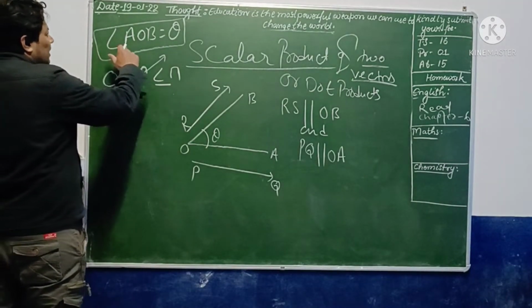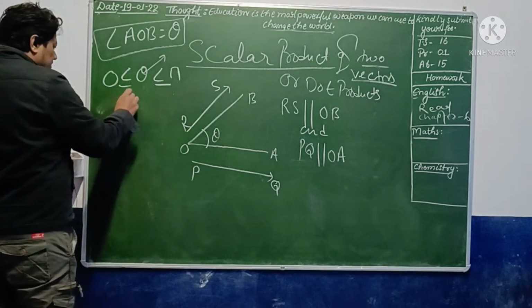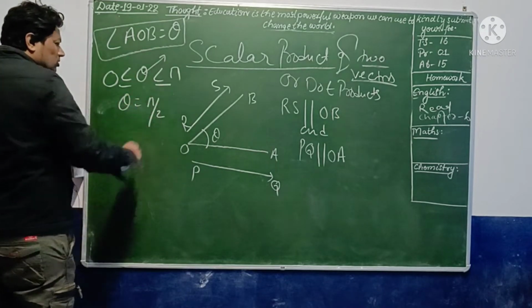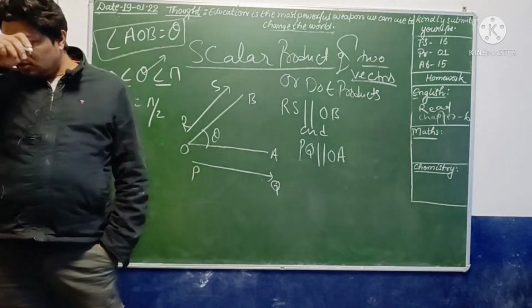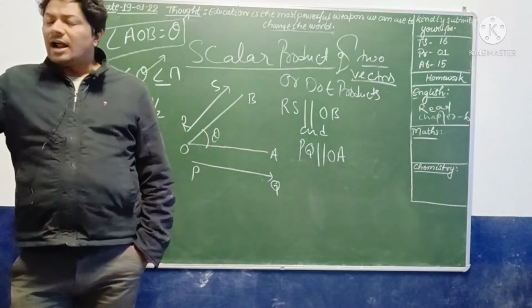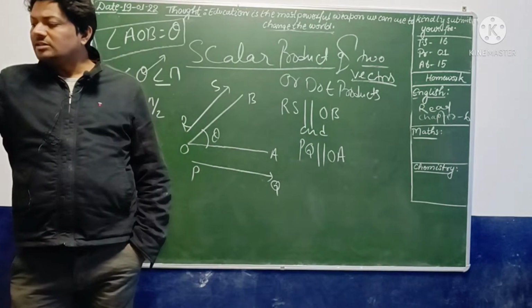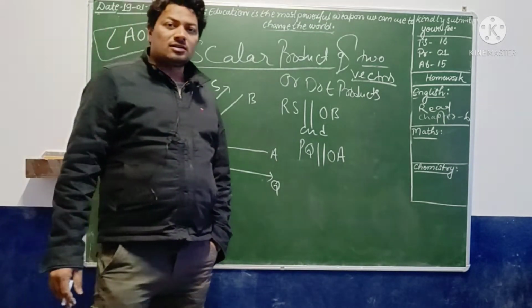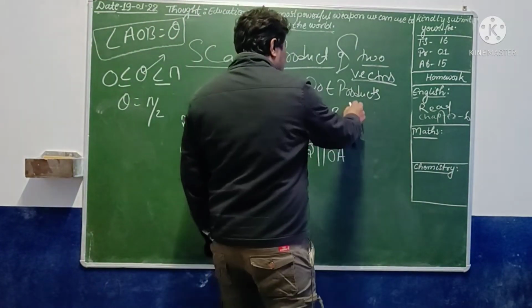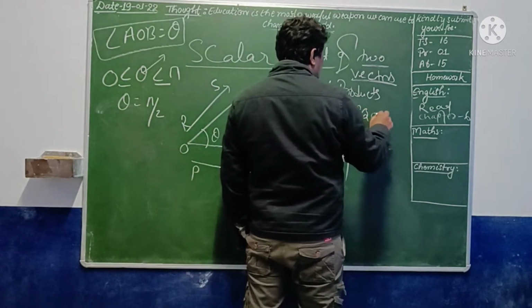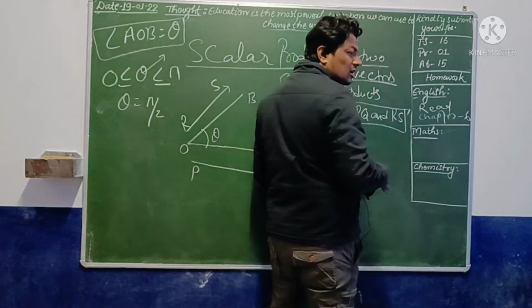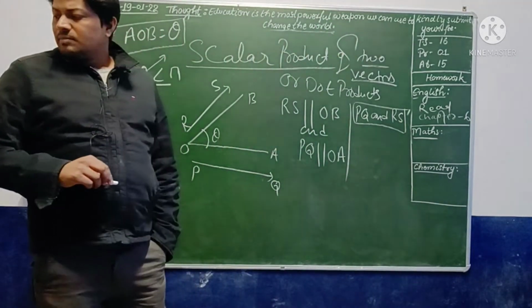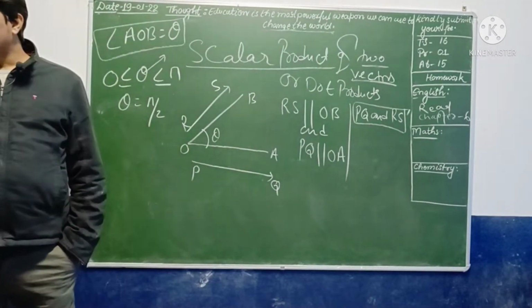Now, we have angle AOB equal to theta. If theta is equal to pi by 2, meaning 90 degrees, at that time vectors PQ and RS are perpendicular to each other.